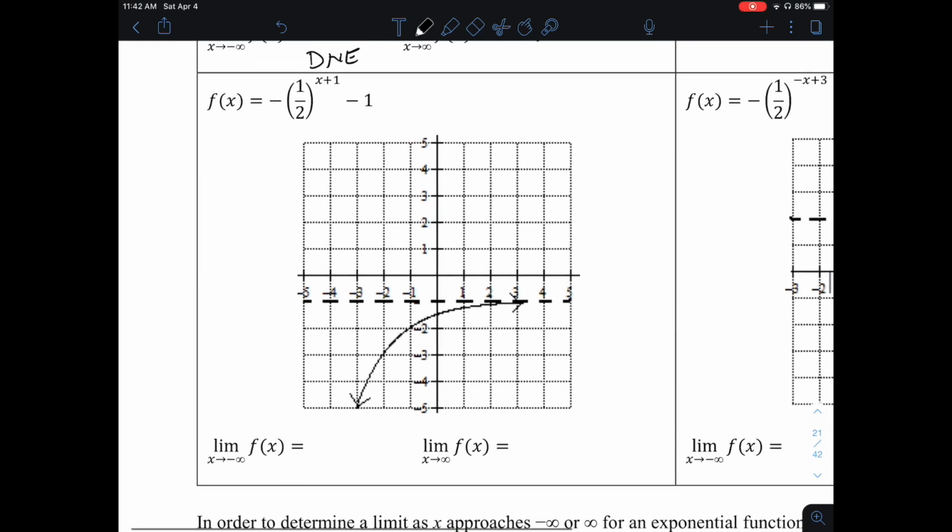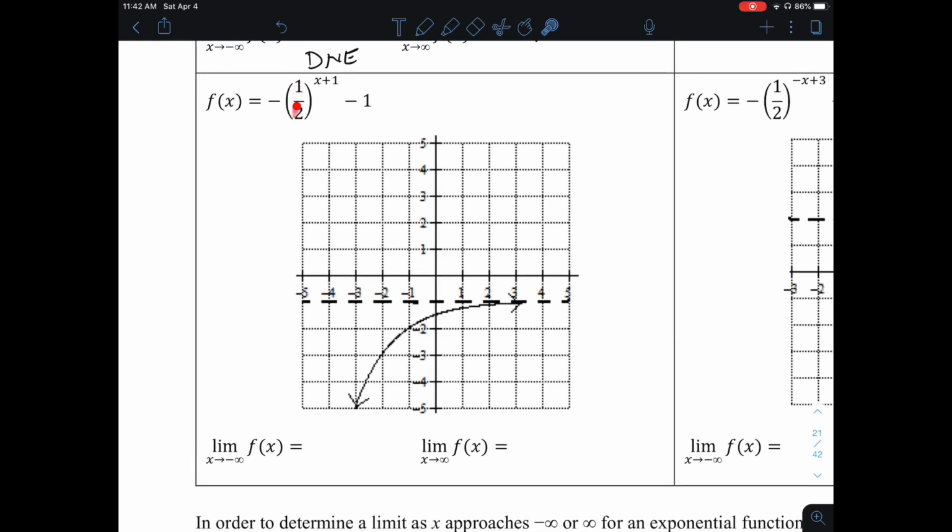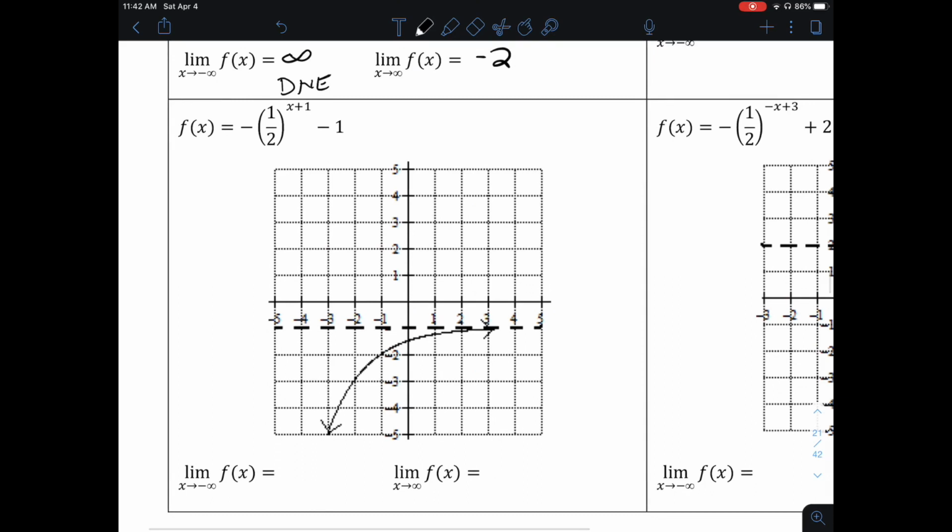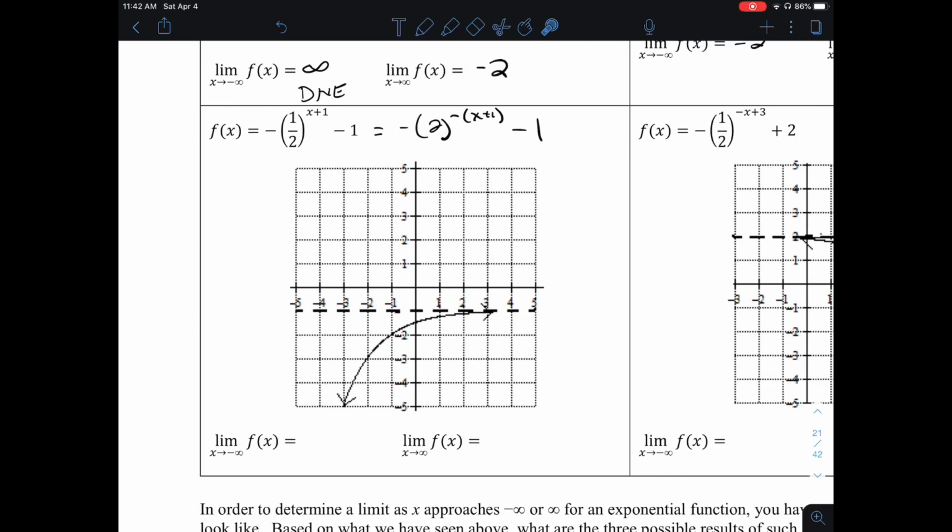Let's check out this fourth one. Once again, I don't like the fact that this base is less than 1, so I'm going to strongly encourage you to reciprocate that. When you do that, you negate the exponent. So if you recall what happens here, this is a vertical reflection. That means it's below the horizontal asymptote. It's from pre-calc. And this here means that it is a horizontal reflection. So it's growing towards the horizontal asymptote, is what that means.